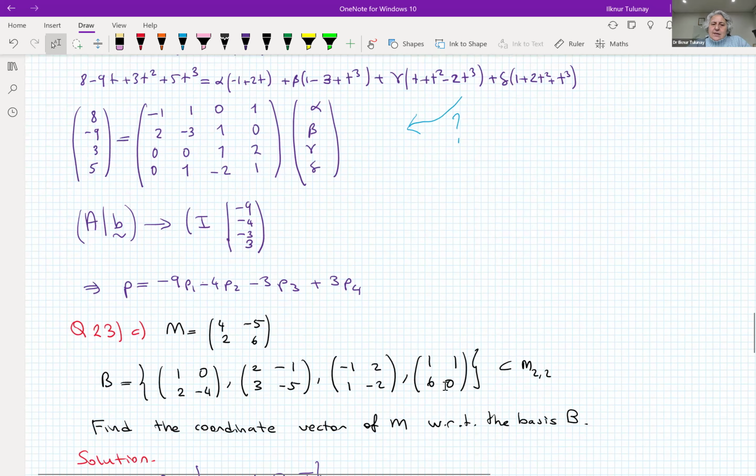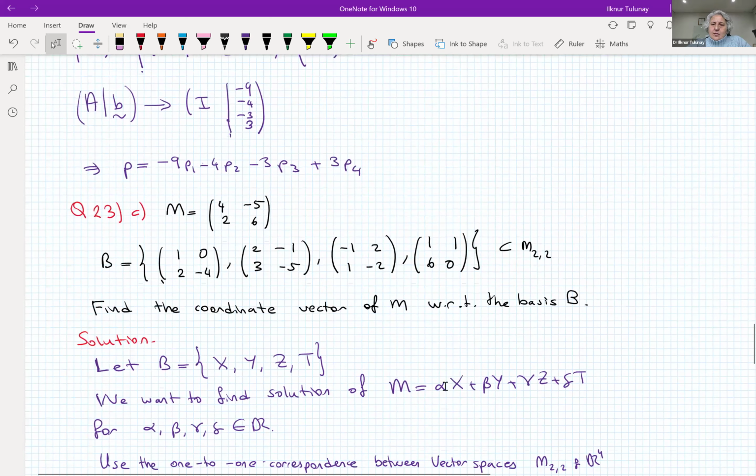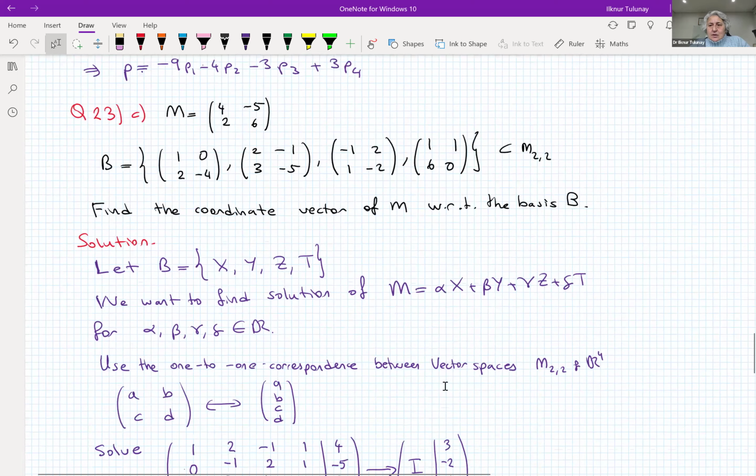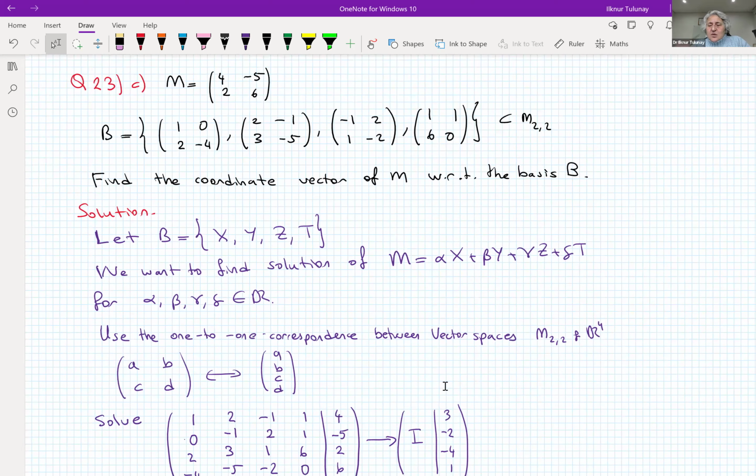In terms of matrices, it is not much different. The concept of a coordinate vector is the same. The correspondence may be a bit different. Again, we have a matrix, and we have another basis. We would like to write this matrix in terms of this basis, which means coordinate vectors: we would like to find the coordinate vector of M with respect to the basis B.